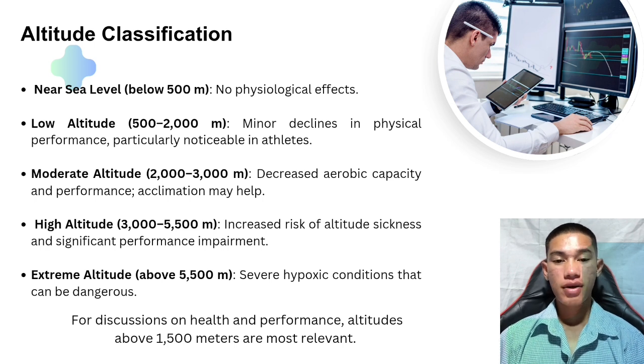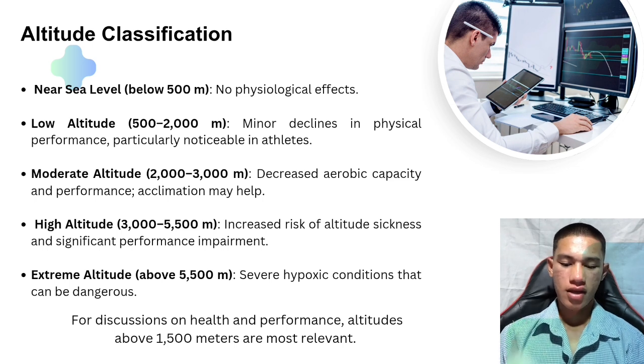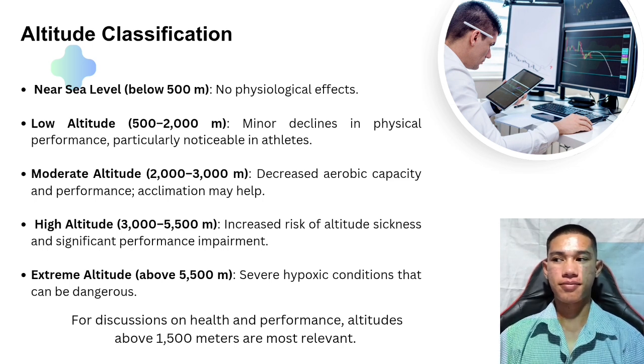There is a noticeable decline in aerobic performance, because the air at moderate altitude, like in Mexico City, is heavy to breathe, and it is colder, sometimes warmer, and the athletes are not used to it. And the high altitude is 3000 to 5500 meters. There is a risk of altitude sickness; acclimation helps, but performance still drops.